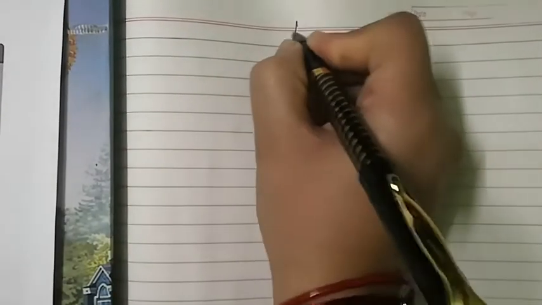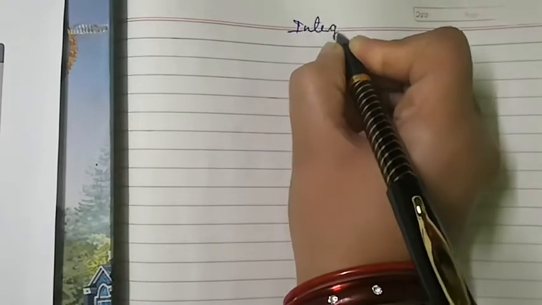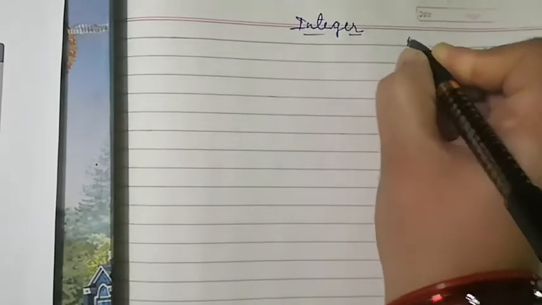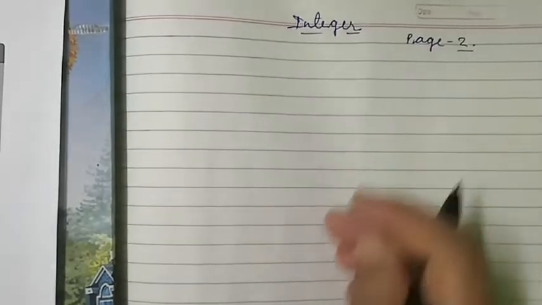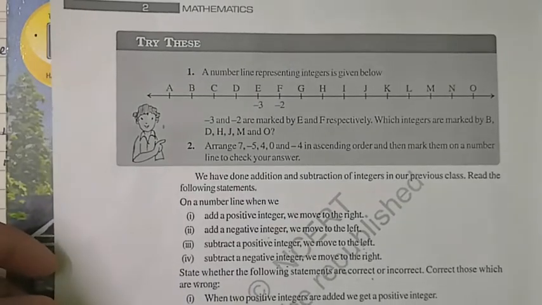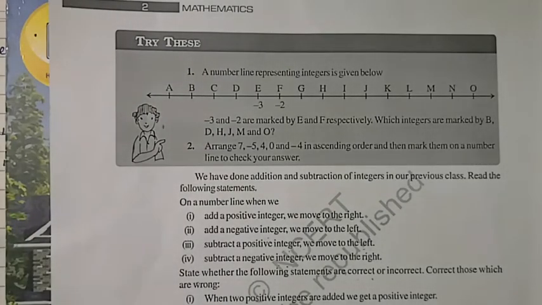In the earlier video, I already taught you about number lines and addition and subtraction of integers. Now let's see the next topic we study. Page number 2. Some exercises are given. See this page. Open your book, because I will show the questions one by one and then we solve them in the copy.